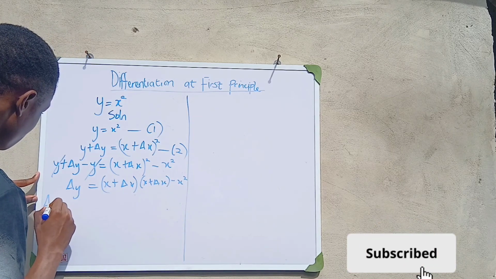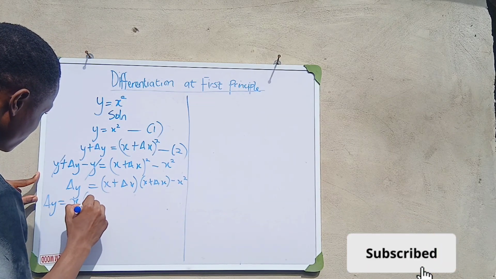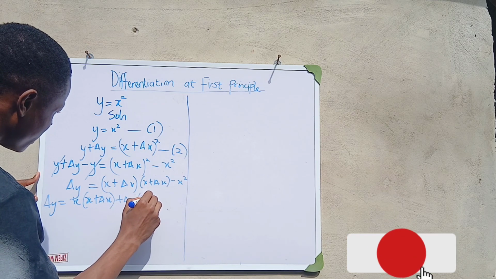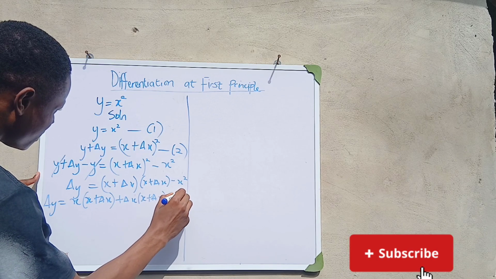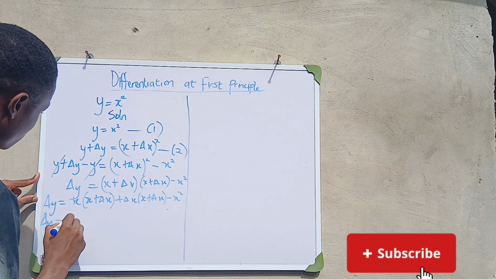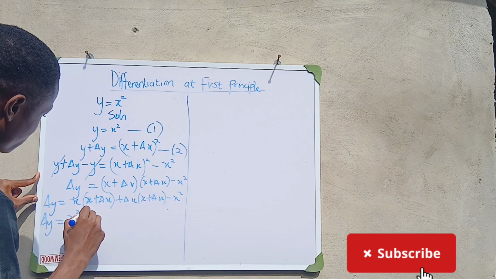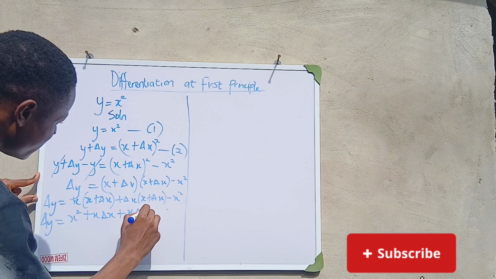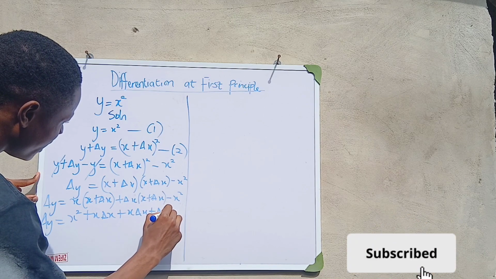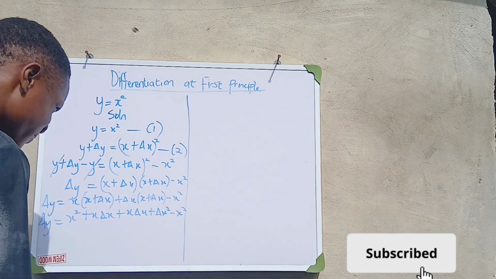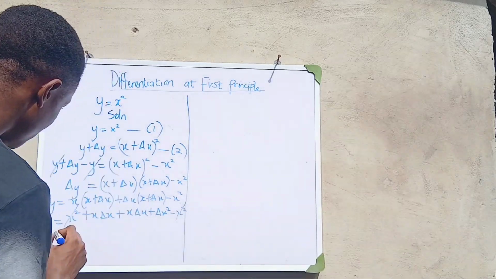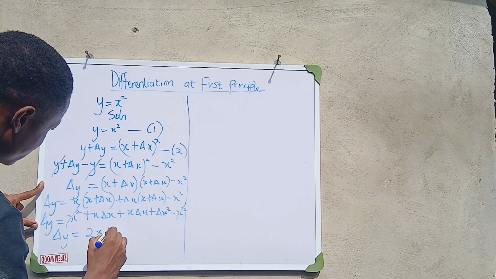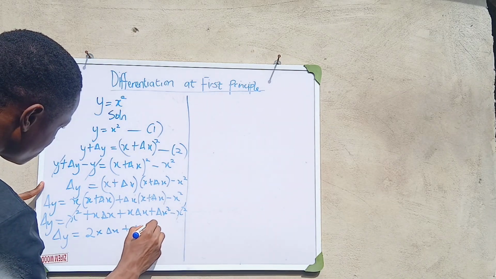So change in y is equal to x into x plus change in x plus change in x into x plus change in x minus x squared. So change in y is equal to this times this, x squared, plus this times this, x change in x, plus this times this, x change in x, plus change in x squared, minus x squared. So this will cancel this. We are left with change in y is equal to 2x change in x plus change in x squared.